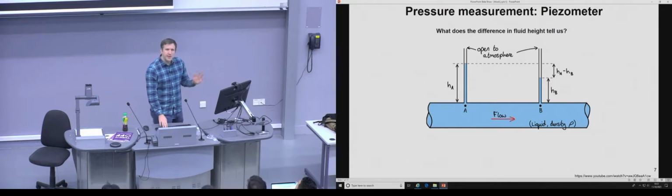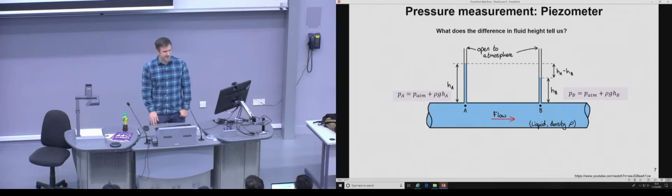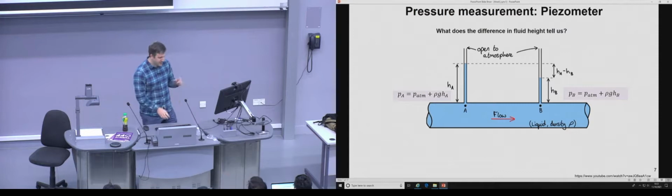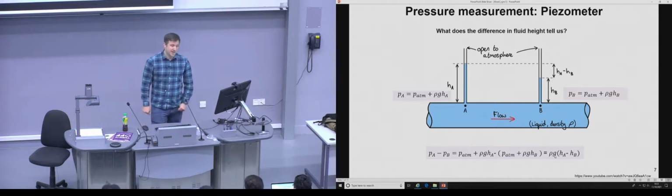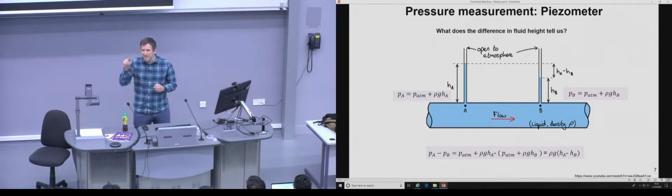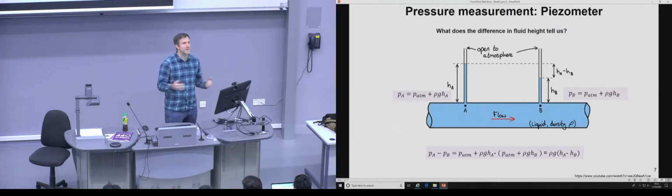Well, it's a simple two-step process using what we learned on the previous slide about our piezometer. You have the pressure at A and the pressure at B, which are purely related to their height, and you combine them, one minus the other, and you just have the height difference, HA minus HB, times rho times g. And what's rho times g? Anyone remember? Yep, specific weight, exactly. Gamma. We use this to simplify the analysis slightly.